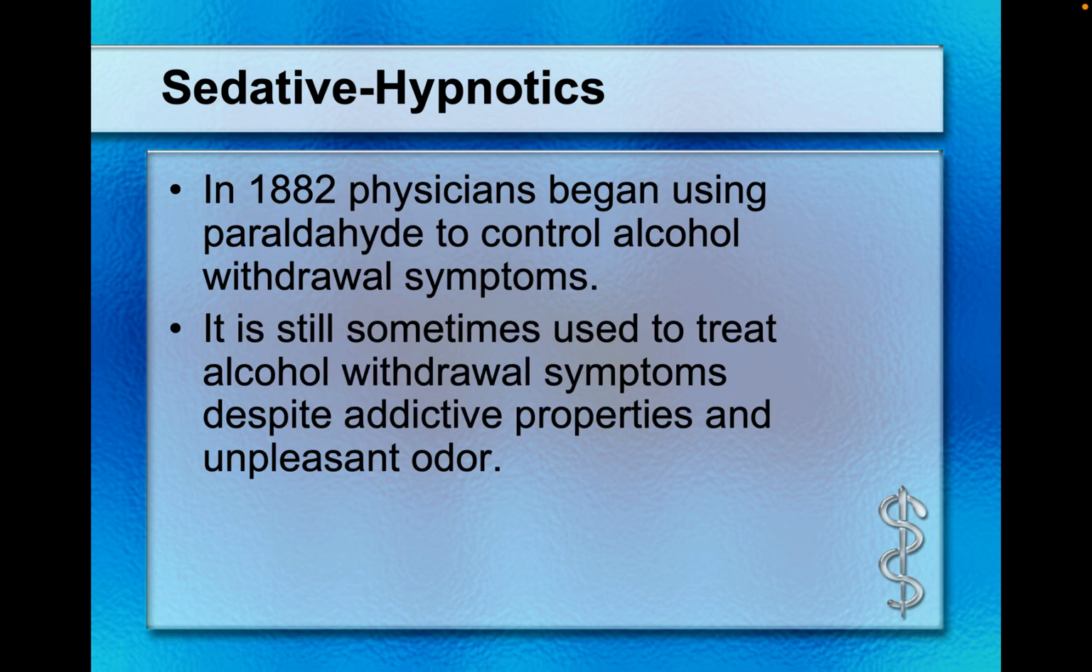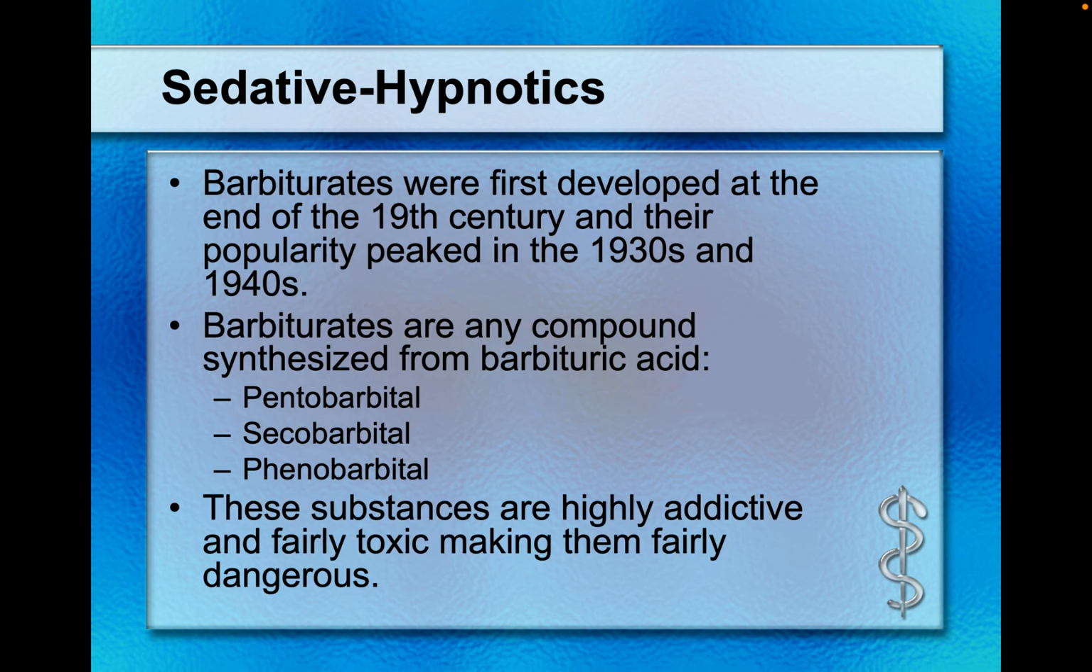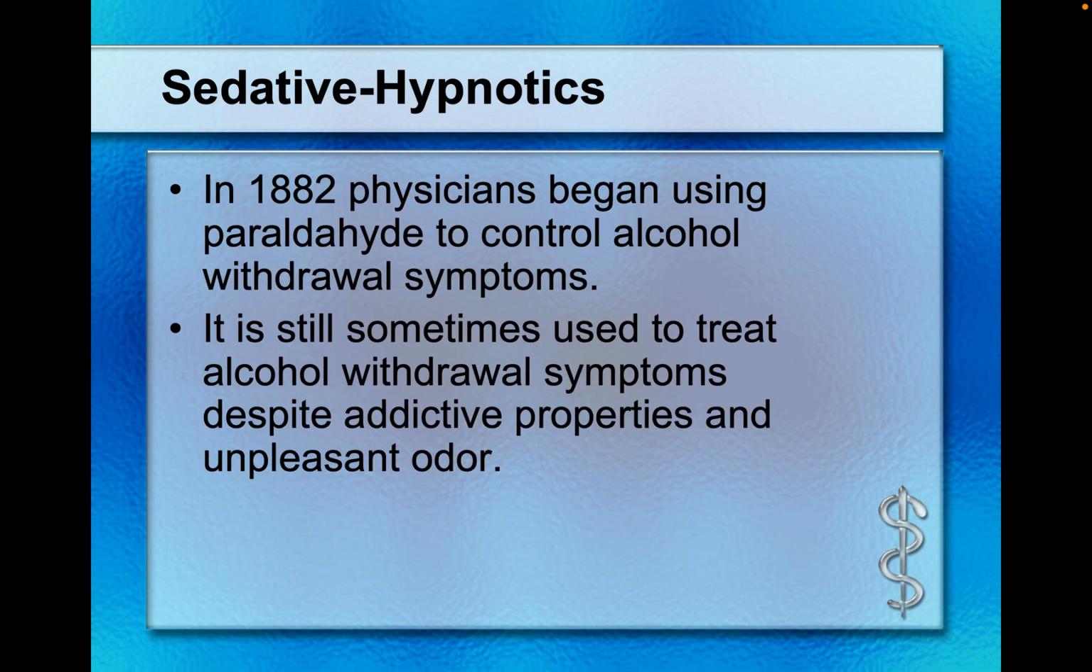In 1882, physicians began using paraldehyde to control alcohol withdrawal symptoms. It is still sometimes used to treat alcohol withdrawal symptoms, despite addictive properties and an unpleasant odor. It's an aldehyde, paraldehyde, so it smells like formaldehyde or acetaldehyde, which is what alcohol turns to in your stomach.